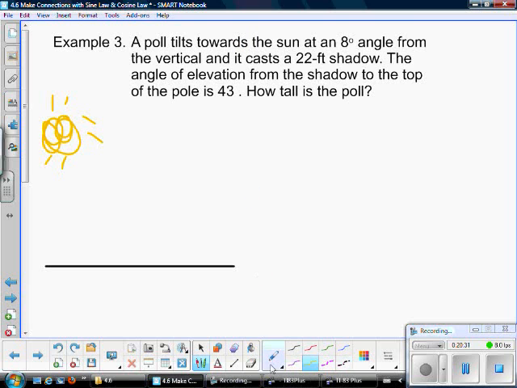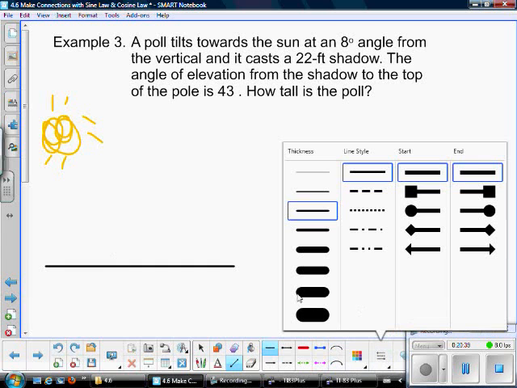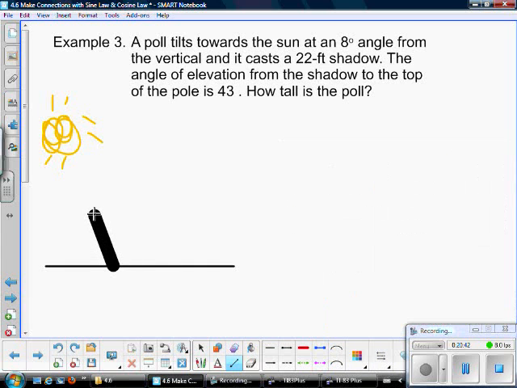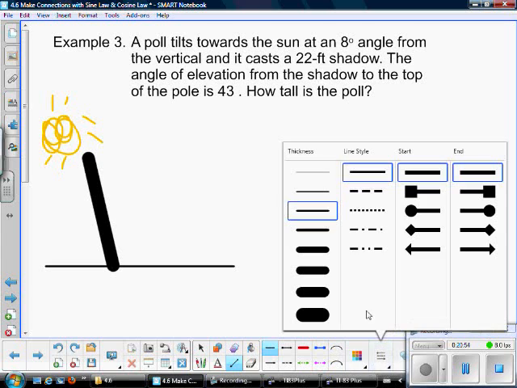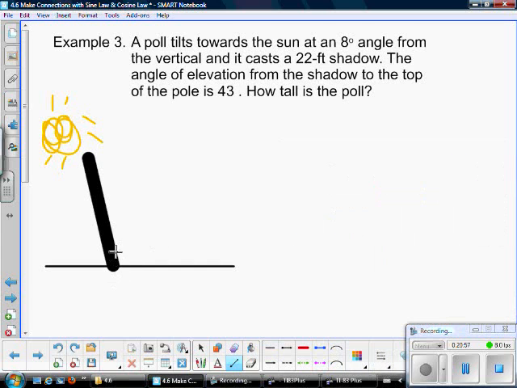We have a pole that tilts towards the sun. So I have my straight line and it is tilting. So here's my pole and it is tilting towards the sun, and I'll make it thicker. So here's this poor pole. And it says at an 8-degree angle from the vertical. What they're talking about when they say the vertical is almost like an imaginary line. If I went straight up here and created a 90-degree angle, the 8 degrees is from the vertical. So it's right in here that they tell us is 8 degrees.